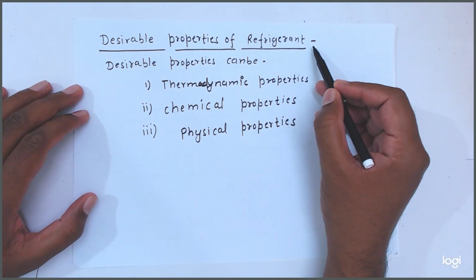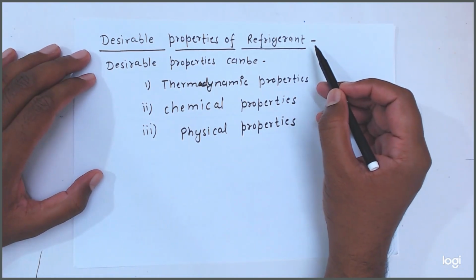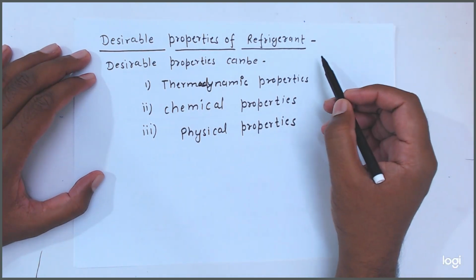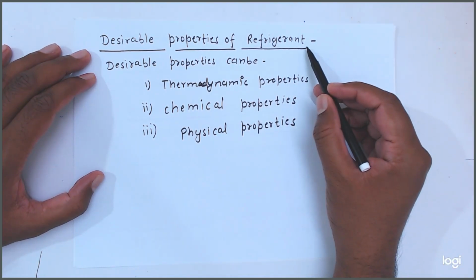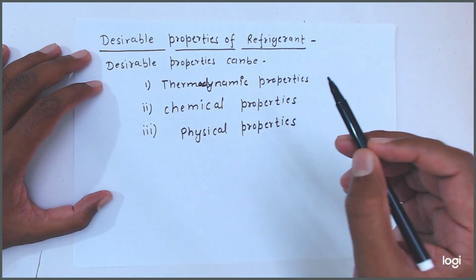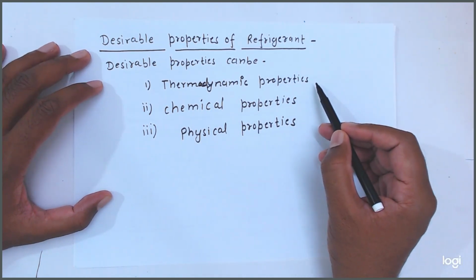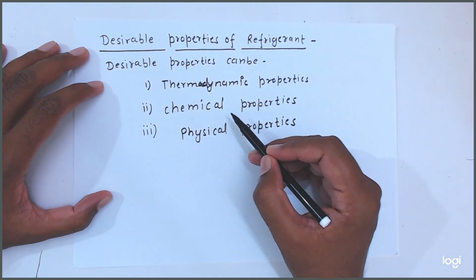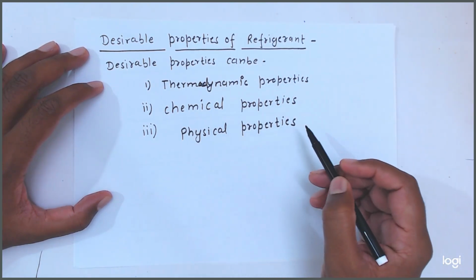Friends, let's start this topic, desirable properties of refrigerant. Friends, what are the properties which define the performance of the refrigerant? So it can be categorized in three categories: thermodynamic properties, chemical properties, and physical properties.